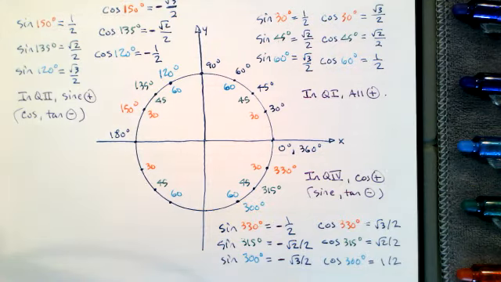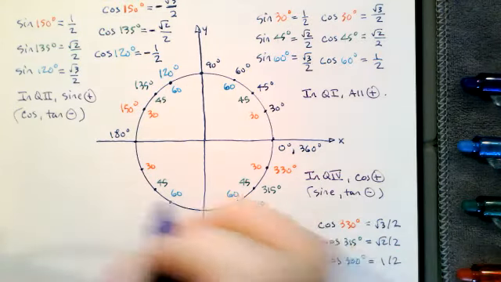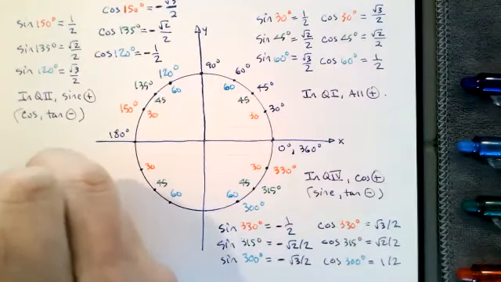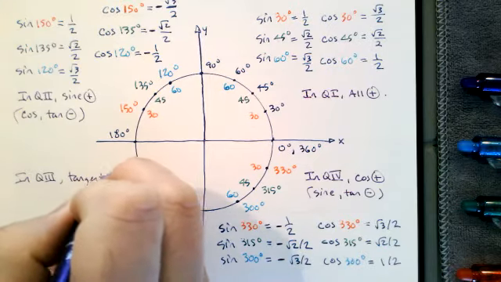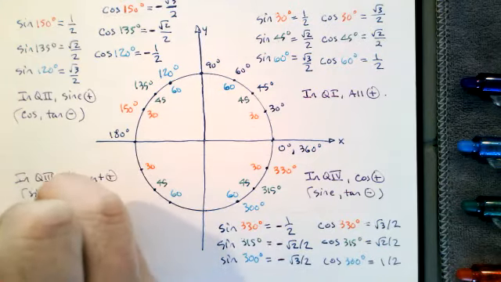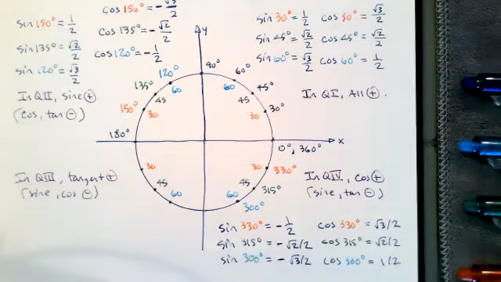I want you to learn sine, cosine, and tangent of 30, 45, and 60 all the way around the unit circle. I want you to learn your quadrants. All are positive in quadrant 1. Sine is positive in quadrant 2. Tangent is positive in quadrant 3. In quadrant 3, tangent is positive, and that means that sine and cosine are negative. And in quadrant 4, cosine is positive, so sine and tangent are negative.